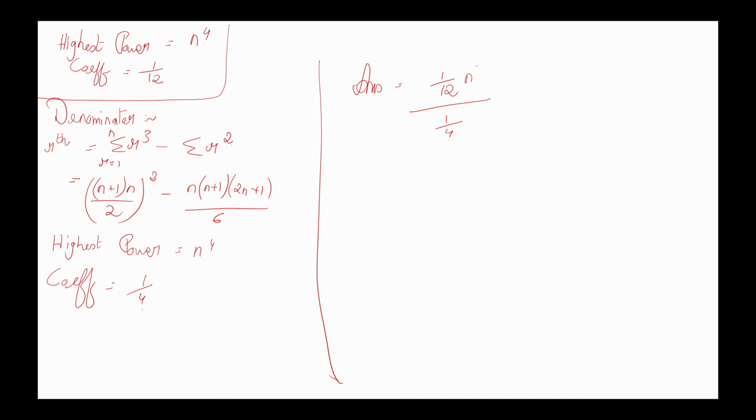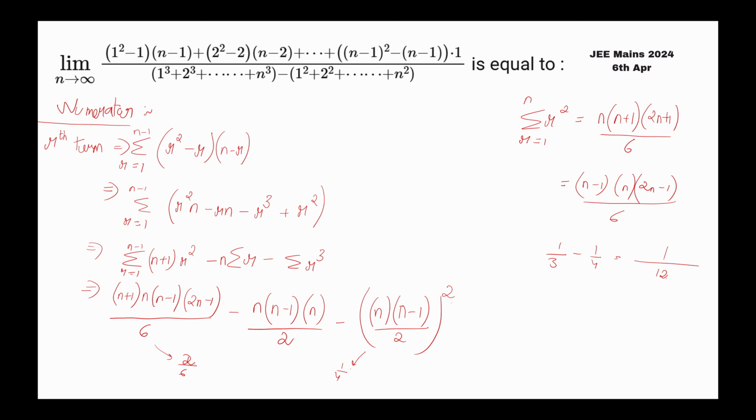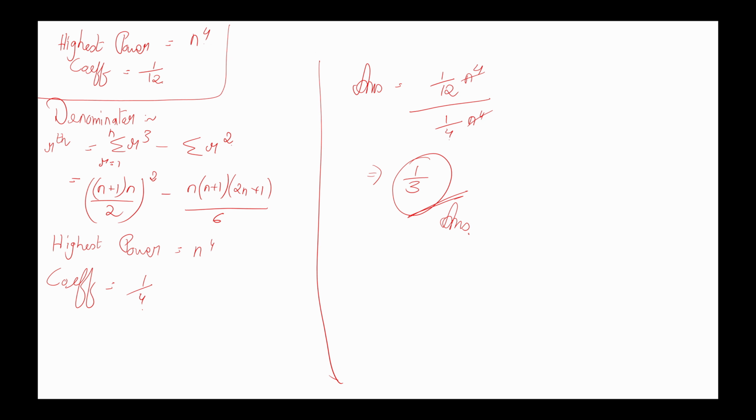Or simply I could have written this down as n to the power 4 over n to the power 4, which would simply cancel out. And what do I have left as my answer? 1 by 3. This is my answer. So this is how you must solve questions. Whenever you see limit n tending to infinity, try to find out the highest powers of both numerator and denominator. And if they come out to be equal, then the coefficient ratio simply becomes your answer.